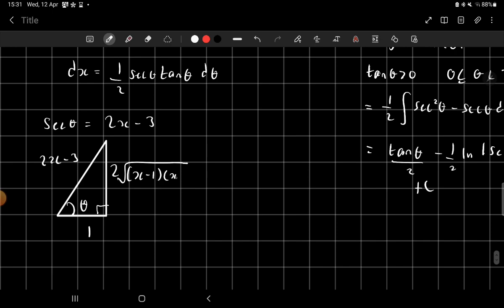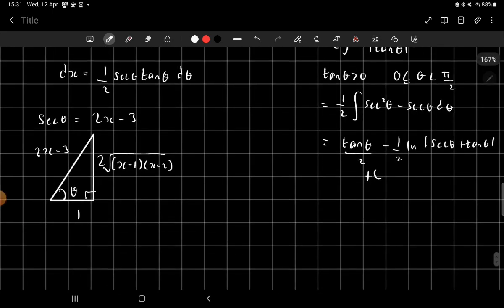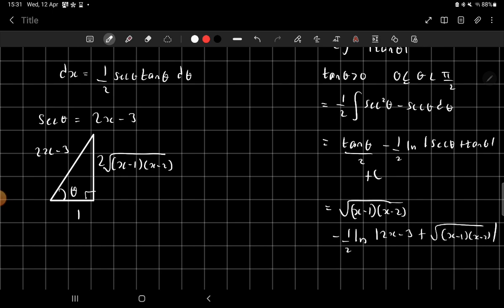Alright, if I'm not mistaken, that will be it. Now, we know that tangent theta, by using SOH CAH TOA, will be the opposite divided by the adjacent. And we know that 2 divided by 2 is 1, therefore we are left with the square root of x minus 1 times x minus 2. I'm going to write down here, so 1 over 2. Now we know that secant theta is 2x minus 3. We know that tangent theta is the square root of x minus 1 times x minus 2, plus.